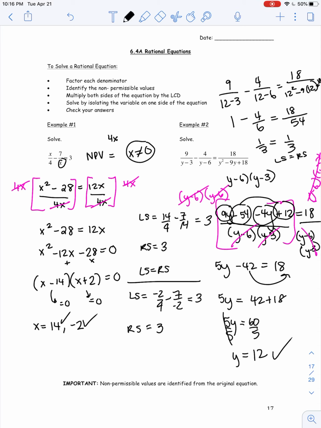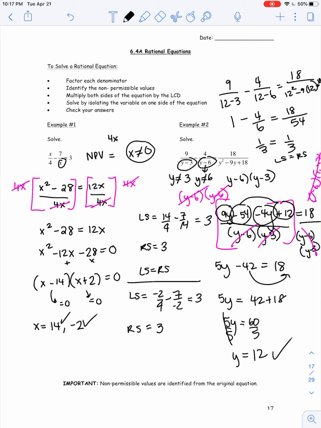Okay. And then we also want to state the non-permissible value. So our non-permissible value here is y is not allowed to be positive 3. And from here, y is not allowed to be positive 6. So those are our two non-permissible values. So those are the only ones in all the denominators. So y can't be 3 or 6. And our answer should never be a non-permissible value.